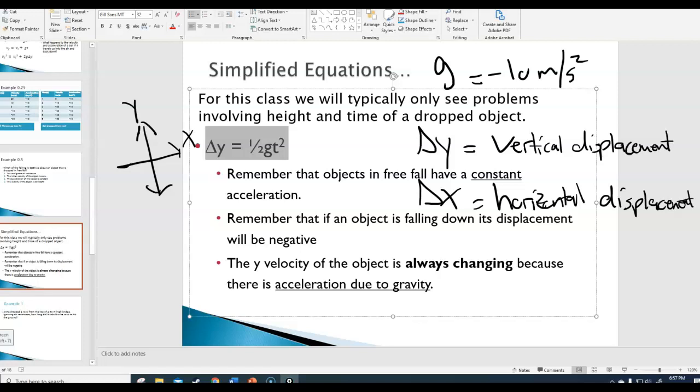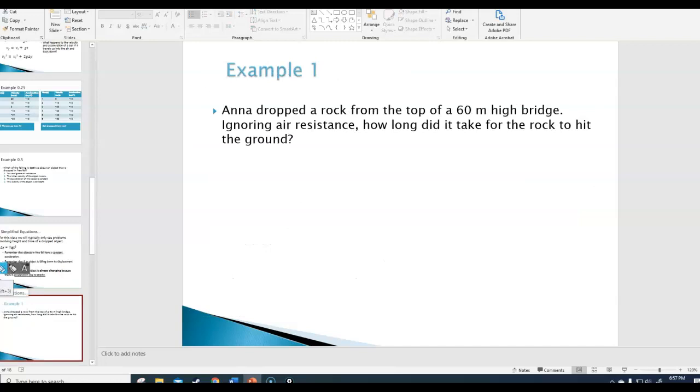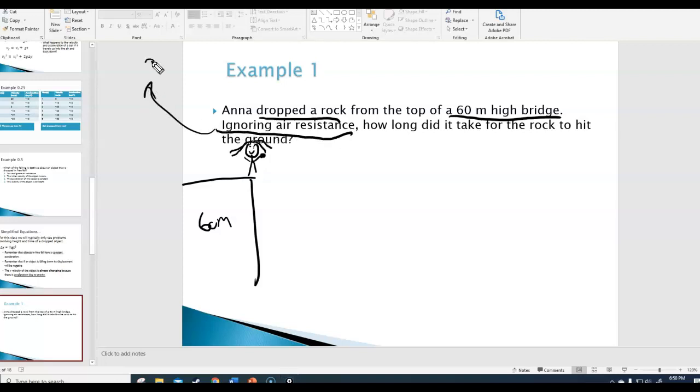Okay, so let's take a look at example 1. Okay, so example 1 says, Anna dropped a rock from the top of a 60-meter high bridge. I can't draw a bridge, but I'll draw like a cliff or something. So let's say here's Anna. Okay, and she has a rock, and she's standing on top of a bridge that's 60 meters high. It says ignoring air resistance. So if there's no air resistance, that means we have a situation with free fall.